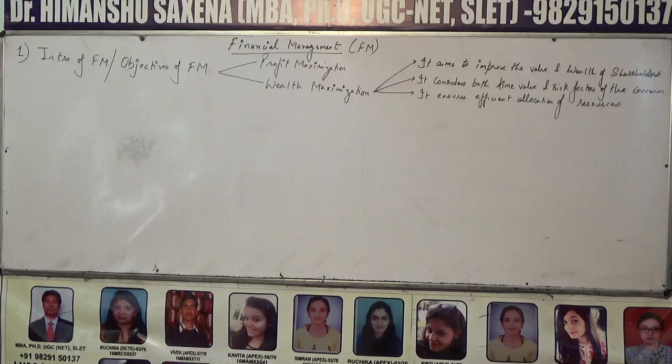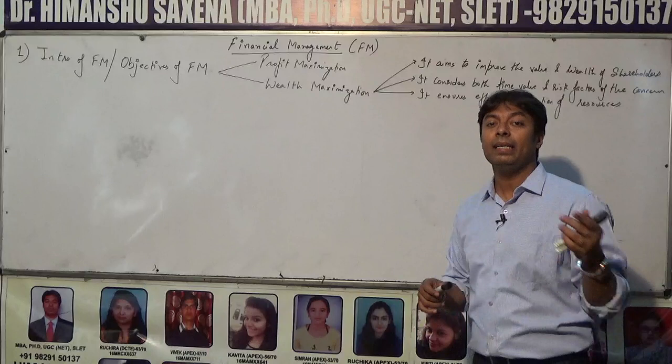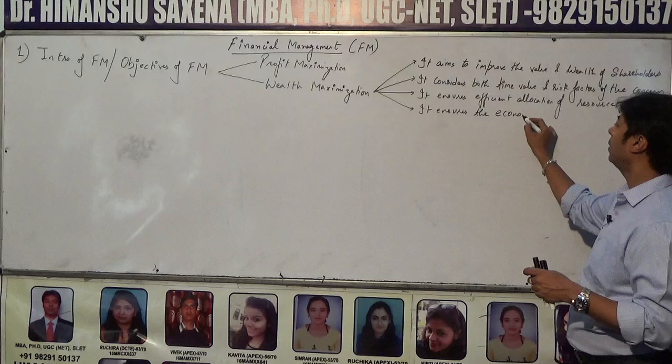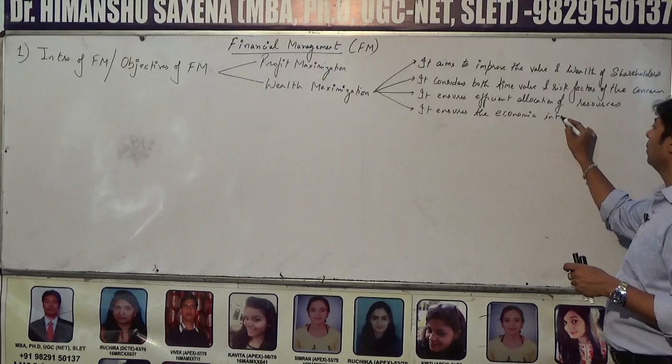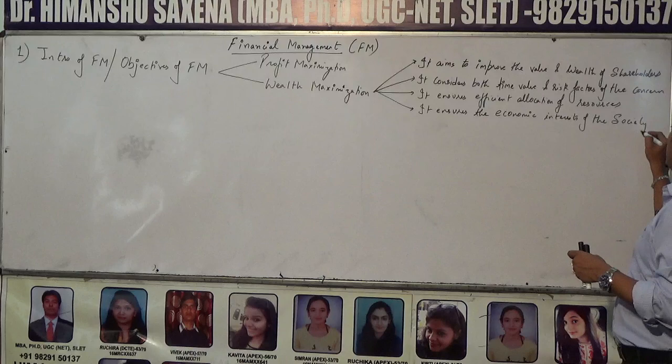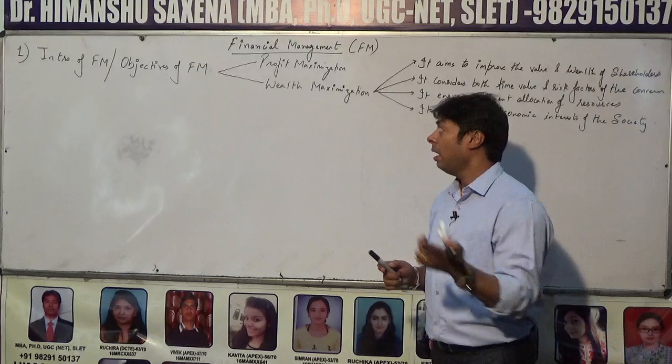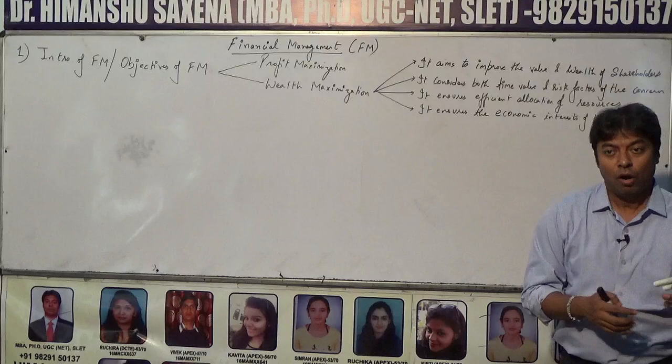Right, and it also ensures the economic interest of the society. So wealth maximization ka ek aur feature hai, it ensures the economic interests of the society. So wealth maximization is a broader concept as compared to the earlier perspective that was profit maximization, because over here the onus is on the maximization of wealth of the stockholders also, of the shareholders, right?